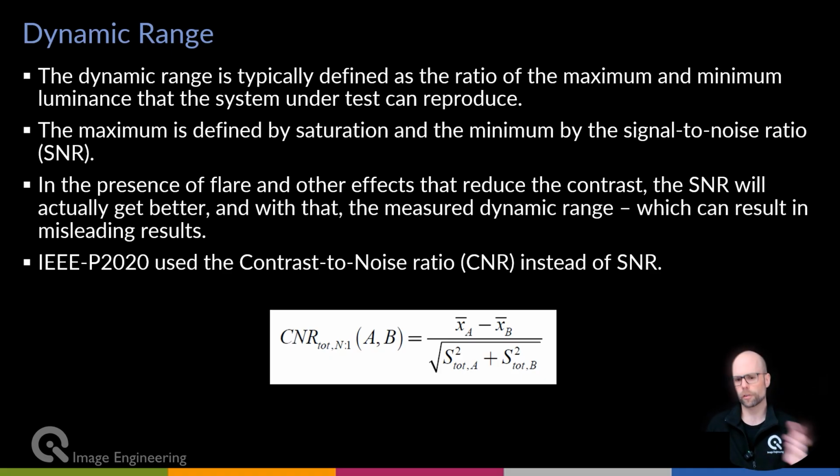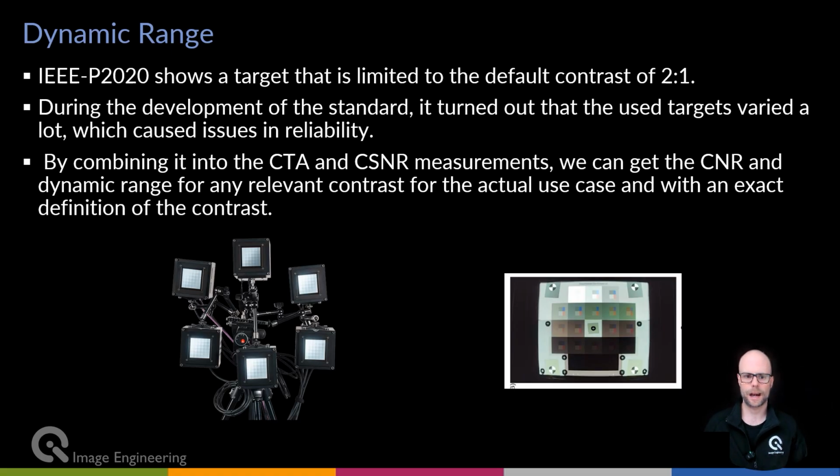That's something that sounds familiar, as we had with CTA measurement. And yes, that is something that you can do as well. In the P2020 document, there is a test target that is limited to a default contrast of 2:1. During the development of the standard, it turned out that the targets used were varying a lot, which caused issues in the reliability and repeatability of the results.